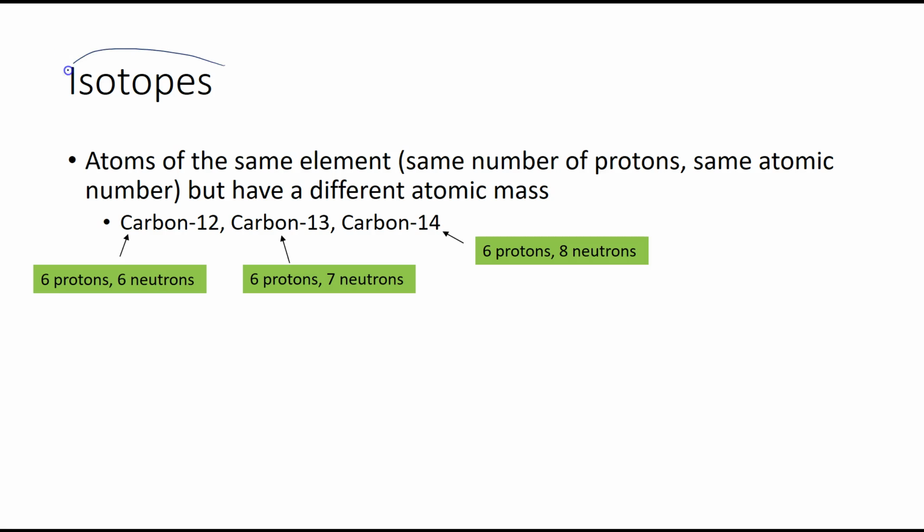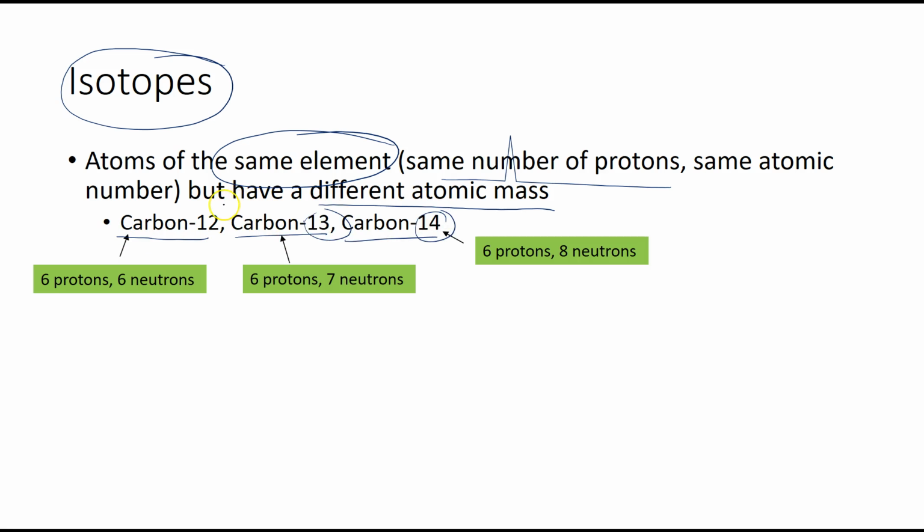So then we need to define this term isotope. All right? So when we're talking about isotopes, we're talking about the same element, right? Which means they have the same number of protons, right? Because that's what gives the element its identity. All right? So they're going to have the same atomic number, but they have a different atomic mass. So if the number of protons for an element cannot change, the mass can change only if we have a different number of neutrons.